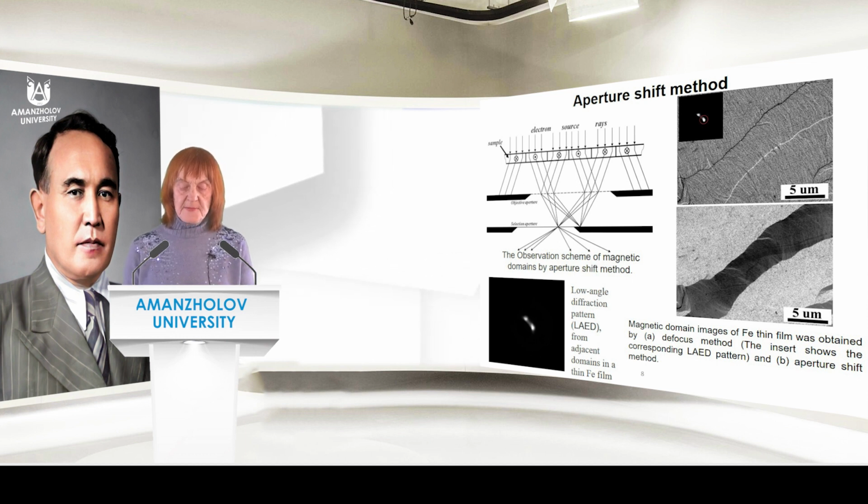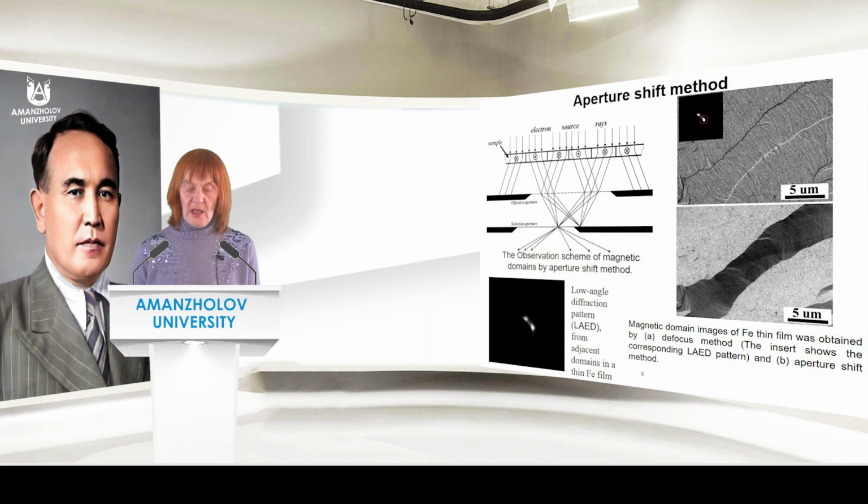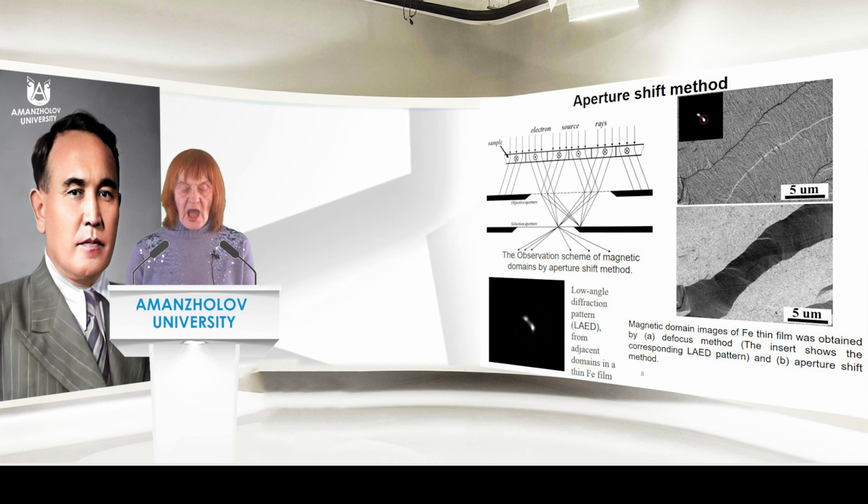The picture shows an image of the same film area obtained by the aperture shift method. The domain corresponding to the closed beam, circled in red on the insert on the picture, has become dark. Magnetic inhomogeneities are visible inside the dark domain. In addition, there is an inversion in the phase banded contrast, the nature of which requires further study.